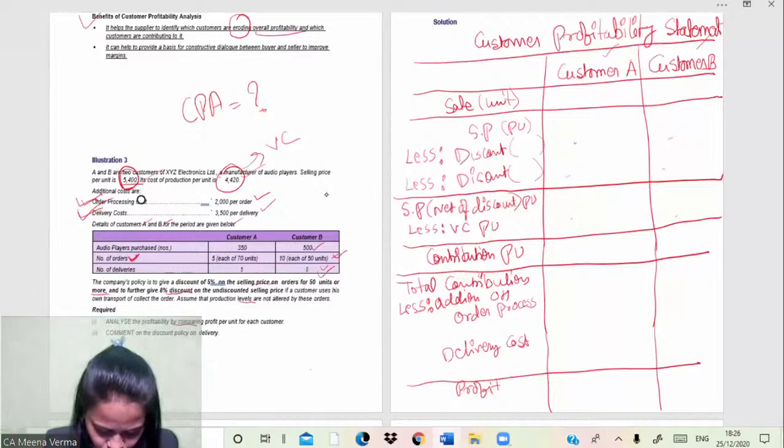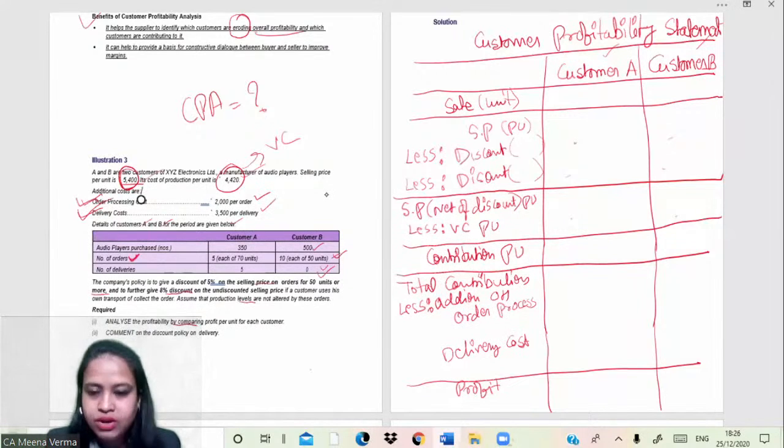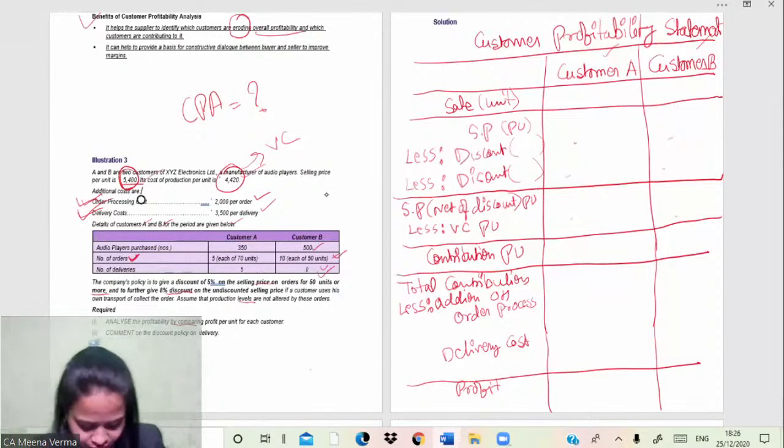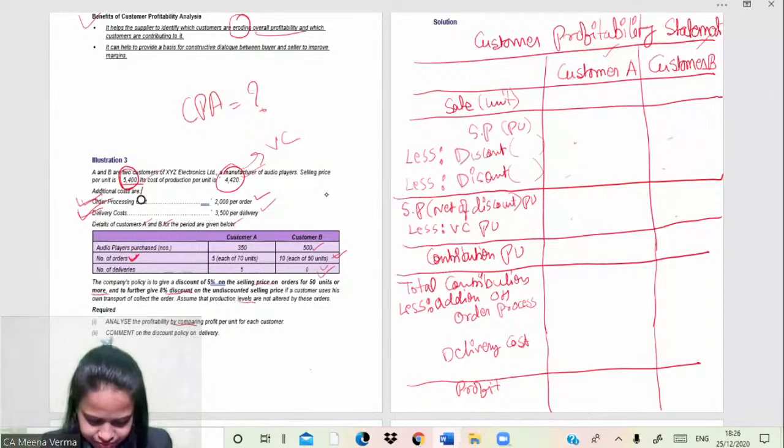Okay, I got total contribution from Ambika. Quickly calculate order processing cost and delivery cost for them. Raman, very good. I received contribution from Raman also. Other students also, you have given me the net selling price. Very nice.